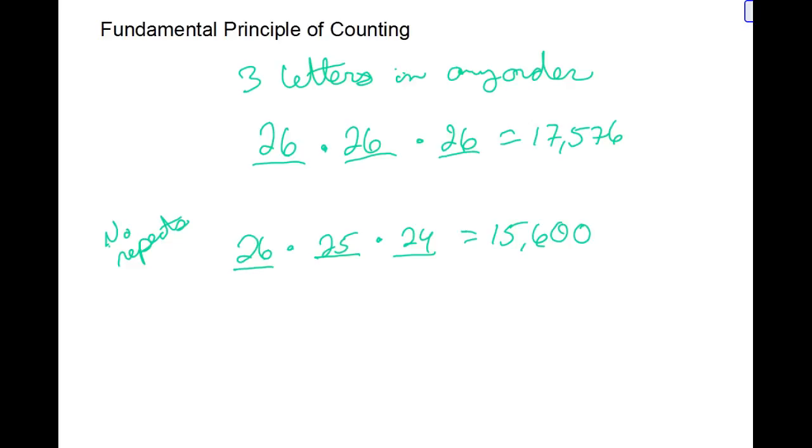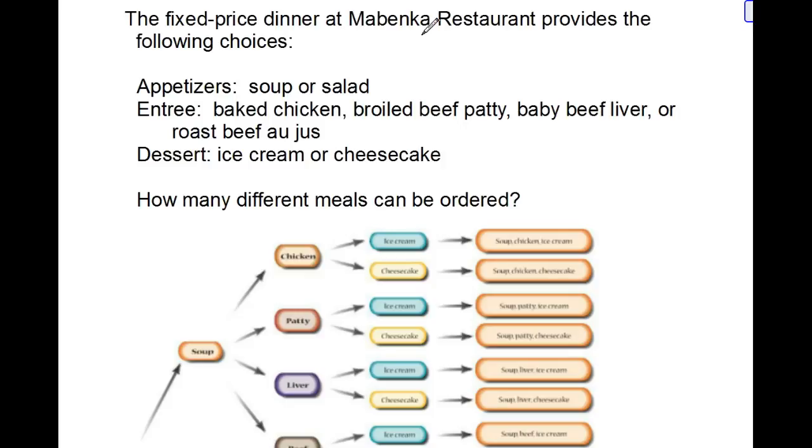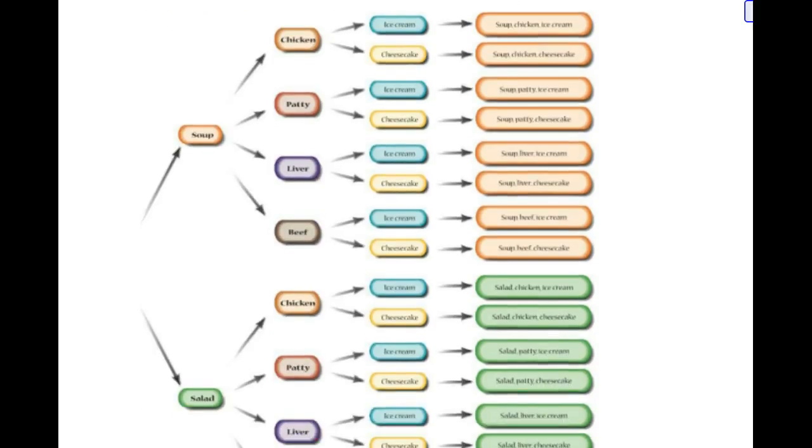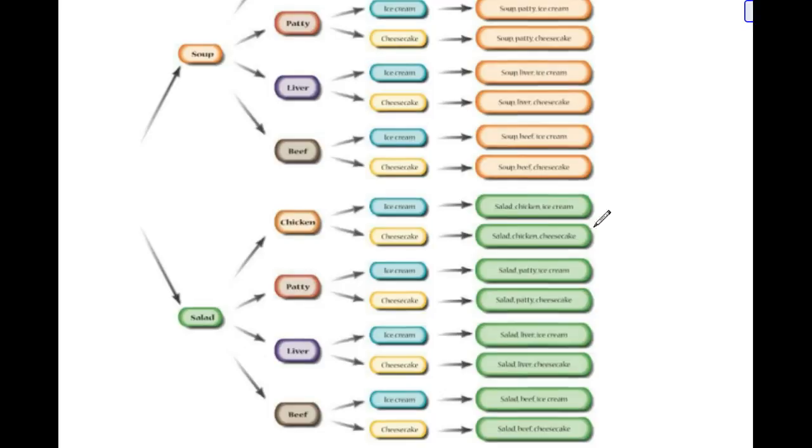So let's look at an example of possible meals. The fixed price dinner at a Bouque restaurant provides the following choices. You have soup or salad for an appetizer, then you have baked chicken, broiled beef patty, baby beef liver, or roast beef for the entree, and then you can have ice cream or cheesecake for the dessert. Well, one way we can figure out how many different meals we can order is by doing a tree diagram. And so that's what I've started here, and I'm going to scroll up a little bit since it can't all fit on the screen.